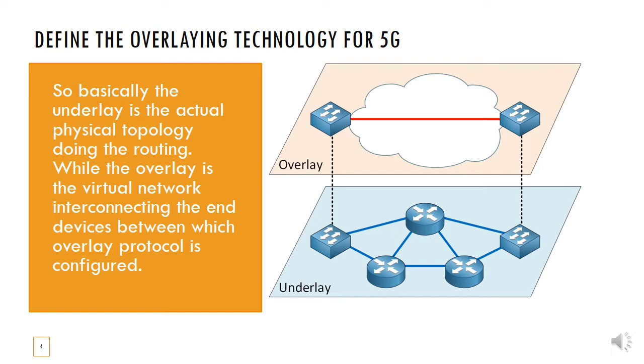The next question is, define the overlaying technology for 5G. So basically, the underlay is the actual physical topology doing the routing, while the overlay is the virtual network interconnecting the end devices between which the overlay protocol is configured.